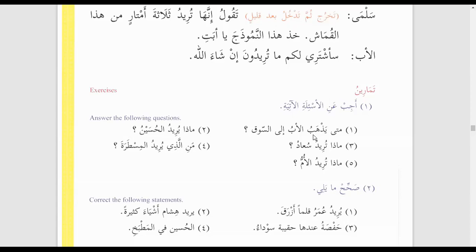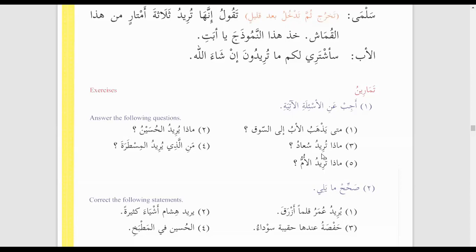All right. ماذا يريد الحسين؟ What does Hussein want? حسين يريد حلوى. حلاوة. So, يريد حلاوة or حسين يريد حلاوة. He wants some sweets.